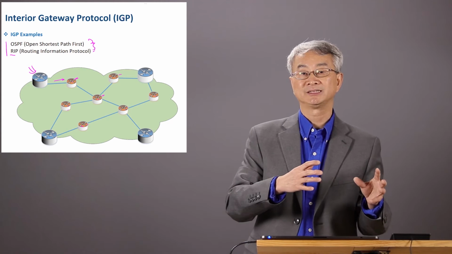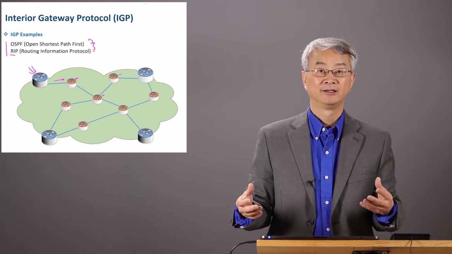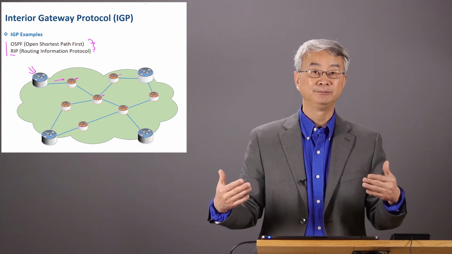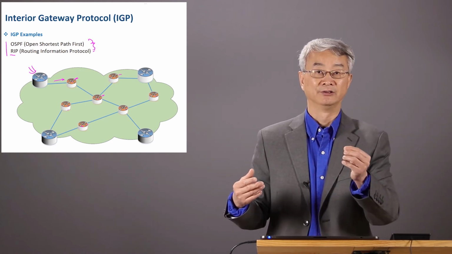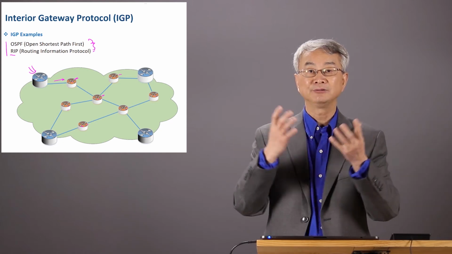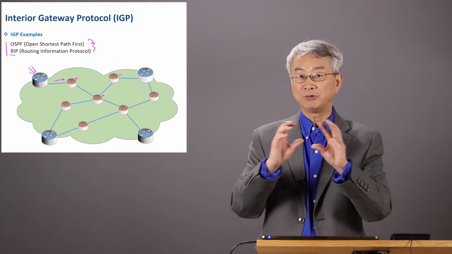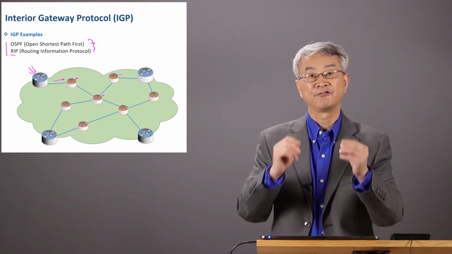Now, different autonomous systems can use their own routing protocol. There's no standard. But outside, in BGP, everybody has followed that standard, and so they can exchange information. And that's how the internet actually functions. That's how all the routers get configured.